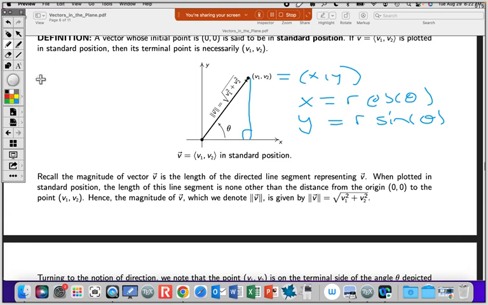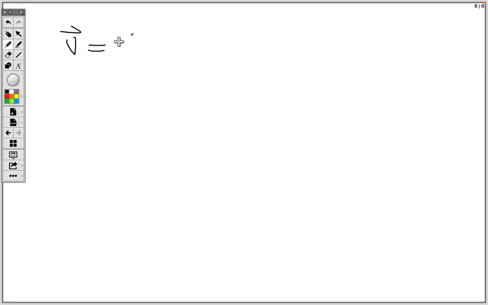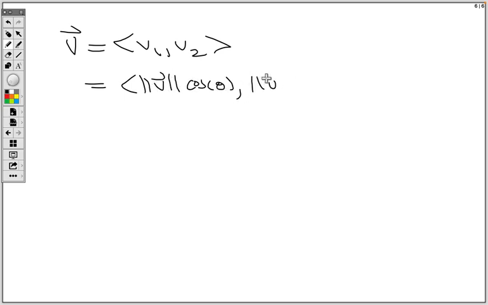So we get that v1, the x component, the x coordinate here, would be the radius, magnitude of v, times the cosine of theta. v2 would be the magnitude of v times sine of theta. And so this gives us a way to think about magnitude and direction. So if I put this in here for my vector v, it's got components v1, v2. But v1 is the length of v times the cosine of theta, and v2 is the length of v times sine of theta.